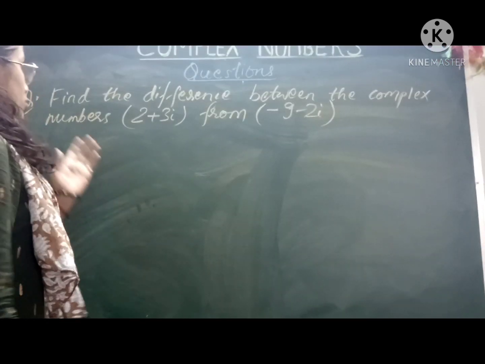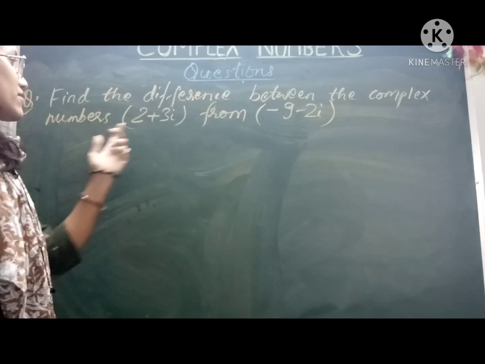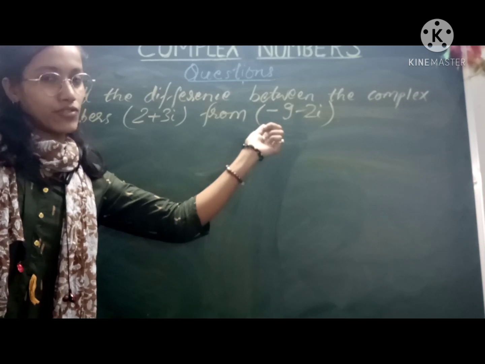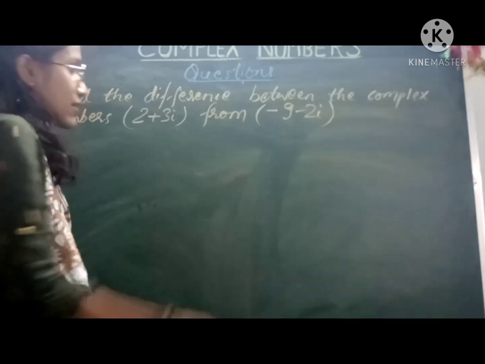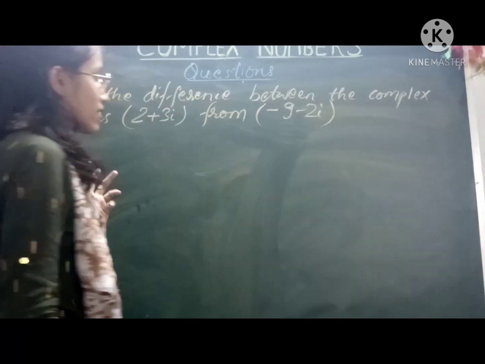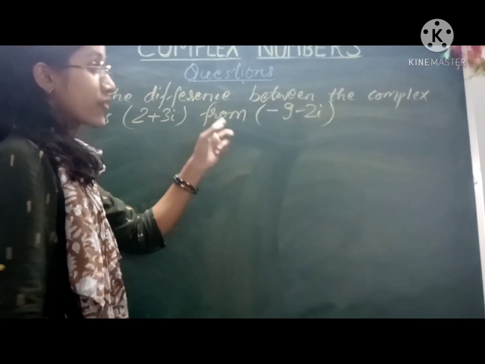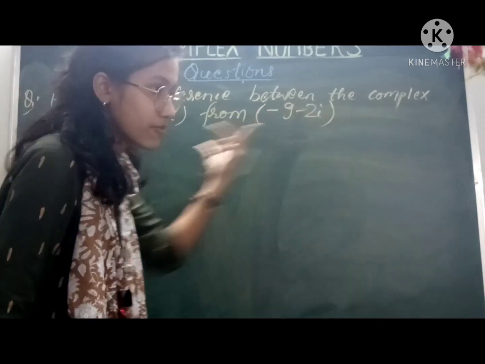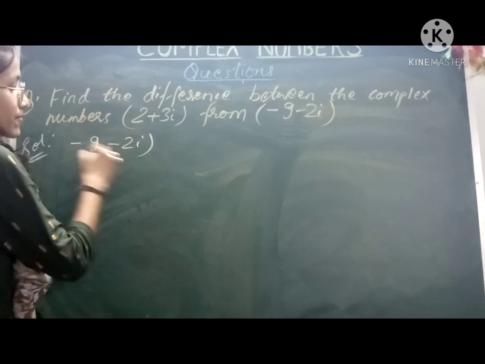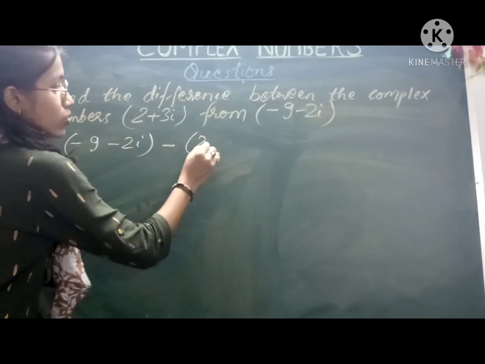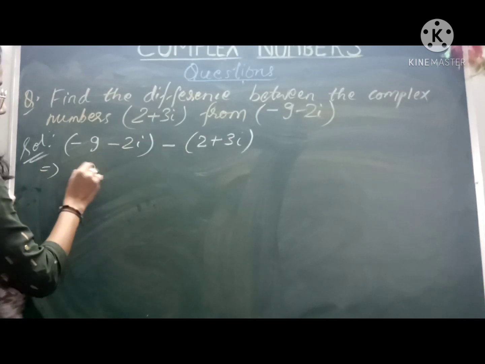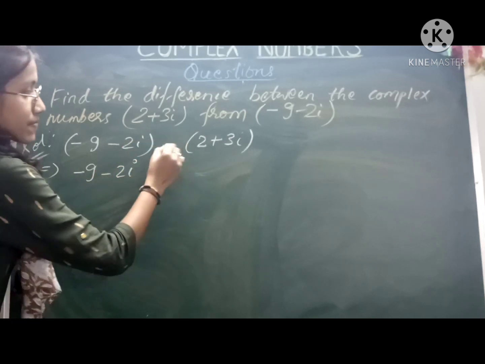Now the last question is find the difference between the complex numbers 2 plus 3i from minus 9 minus 2i. This is the question based on subtraction of complex numbers. Okay. So we will be solving. First of all, we will write what is given. So note it is written from. So that means we have to take the second term first and then solve it. Minus 9 minus 2i minus (2 plus 3i). We will be solving, opening the brackets.